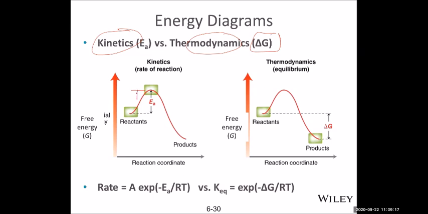The energy barrier for the reaction affects the reaction kinetics, how fast the reaction is. How low the product is compared with the reactant affects the equilibrium constant K. So now we have two things to consider in a chemical reaction: the reaction rate and also the final equilibrium.